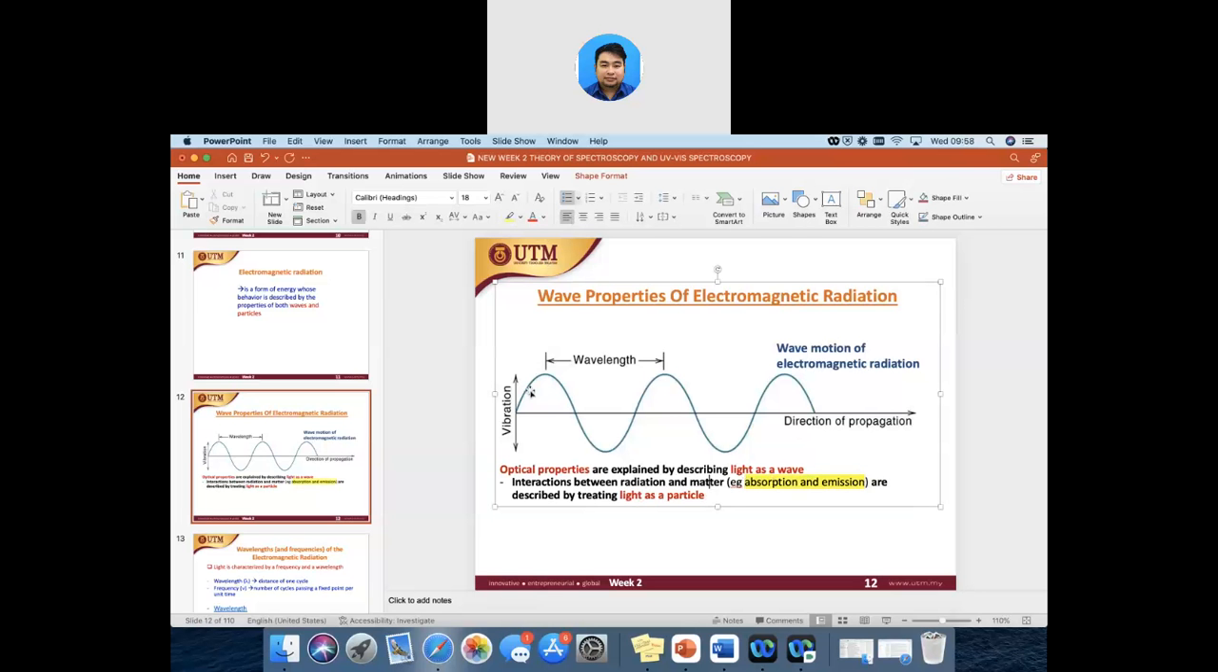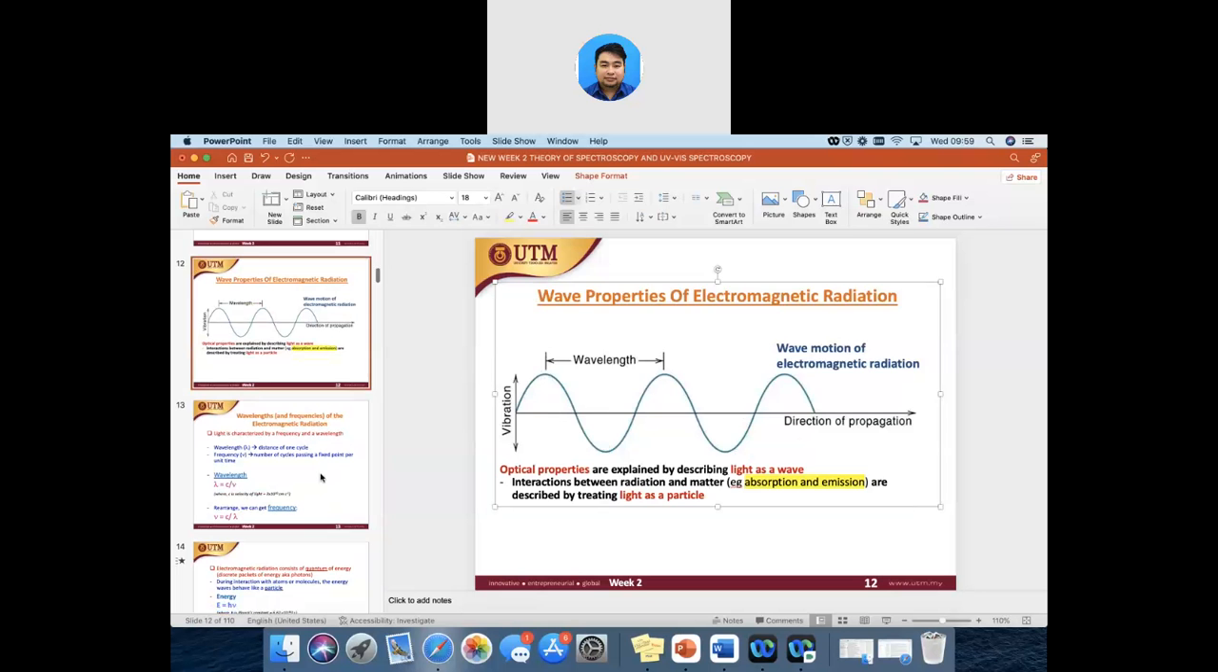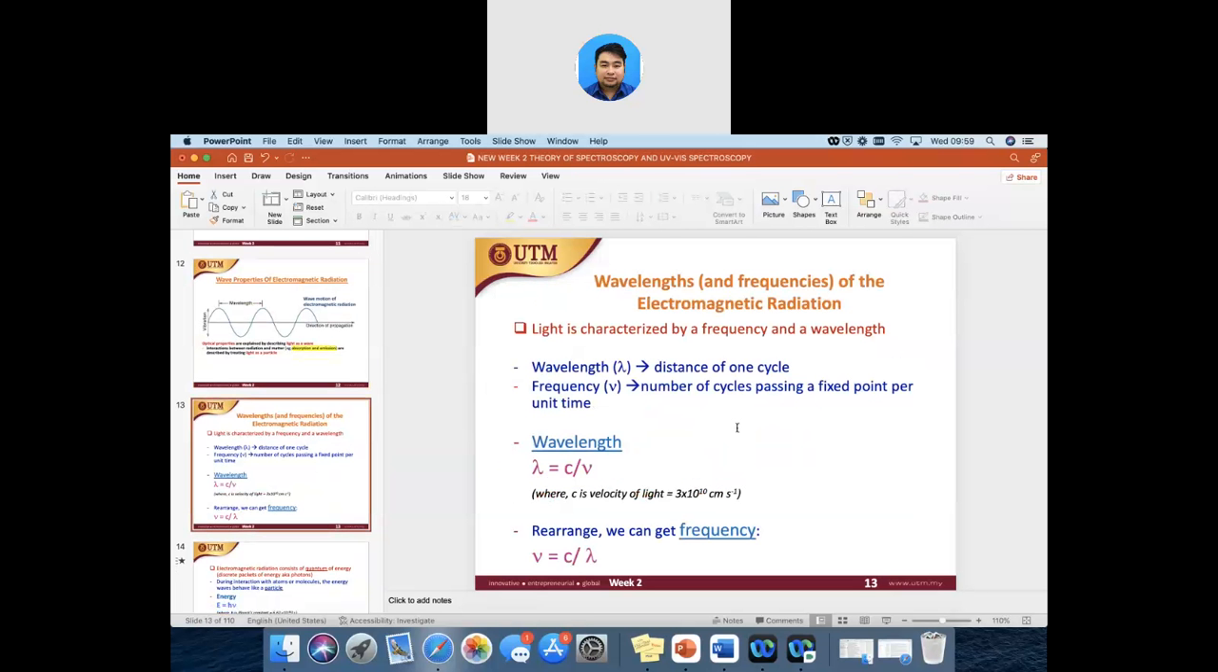So basically, the light, or in this case we call electromagnetic radiation, would behave as a wave. Based on this, you can decide what the wavelength is. So wavelength is from one cycle, from the top part here to the top part, or from the bottom, from the crest to the crest. All right? So, wavelength and frequencies of the electromagnetic radiation.